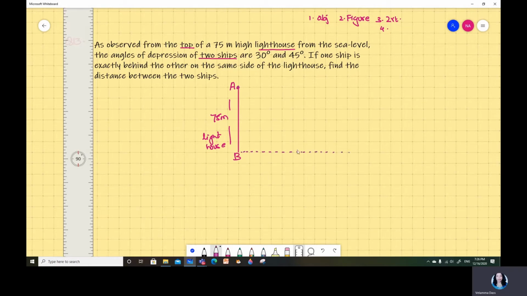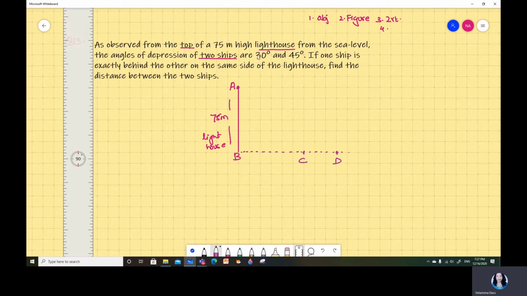There are two ships. Let's take the first ship as C and the other ship as D. As observed from the top of the lighthouse, the person is standing here, he is observing the two ships, and the angles of depression are 30 degree and 45 degree. First he is observing the first ship which is at 30 degree and the second is 45 degree. Now one ship is exactly behind the other on the same side. Okay, so we have drawn correctly, both are on the same side of the lighthouse.